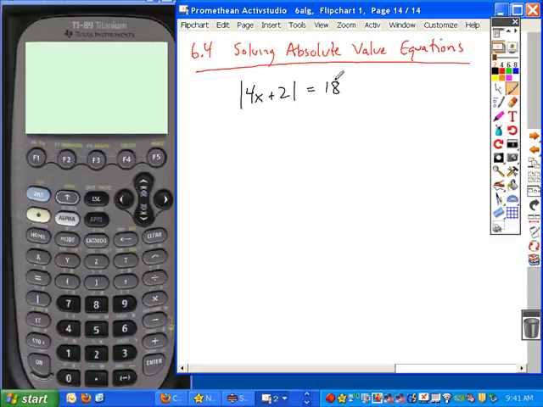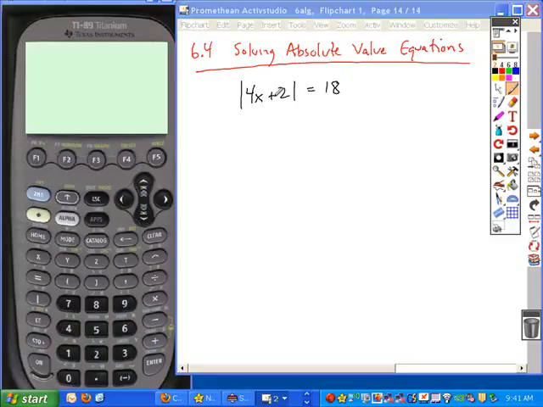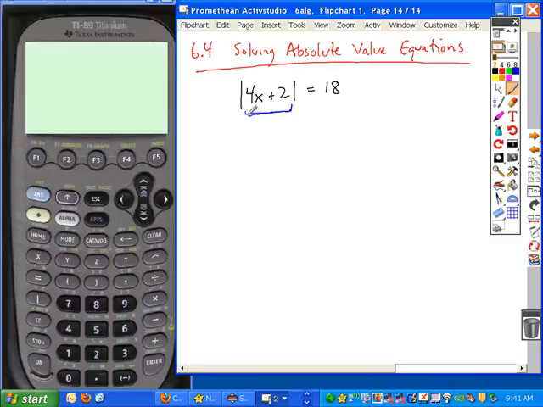Anytime you're solving an absolute value equation, what you have to take into consideration is if you took the absolute value, what quantity could this expression 4x plus 2 be so that the absolute value of that is equal to 18? What two numbers can fit into this absolute value symbol so that when you take the absolute value of them you get 18? Disregard what this looks like. Disregard the expression. What values could I put inside this absolute value so that this would be true?